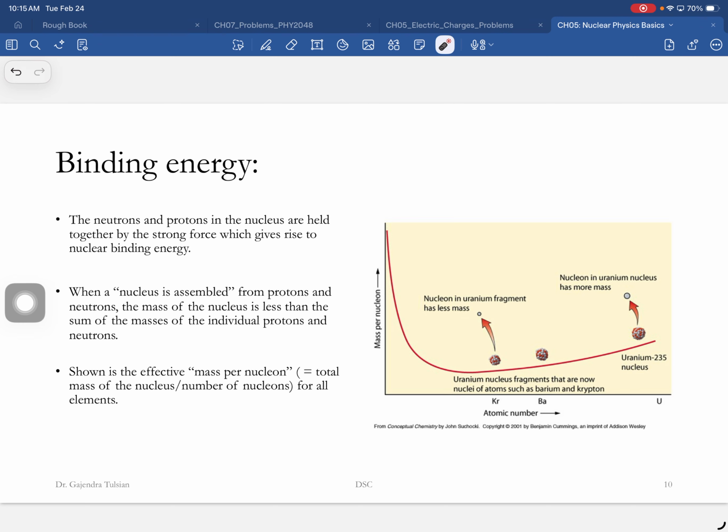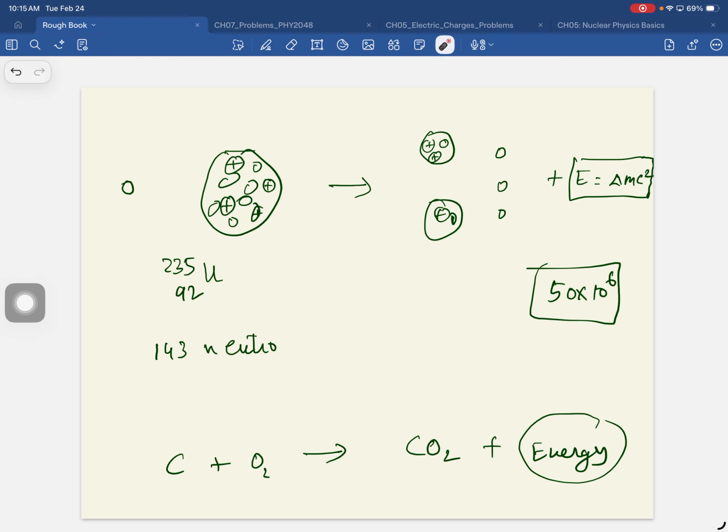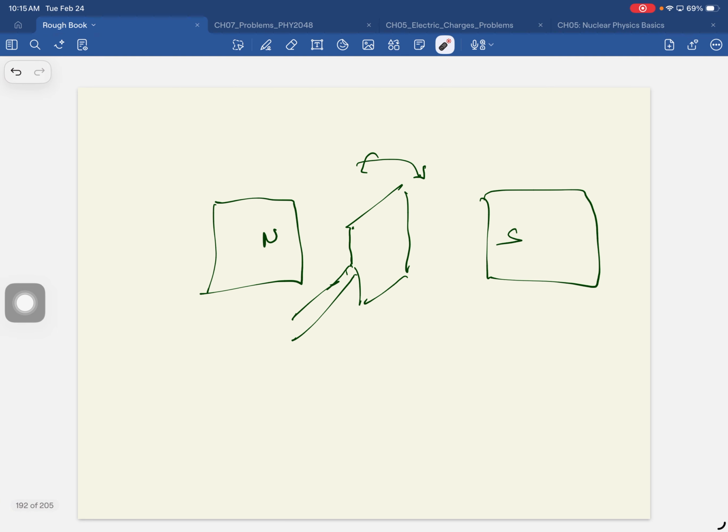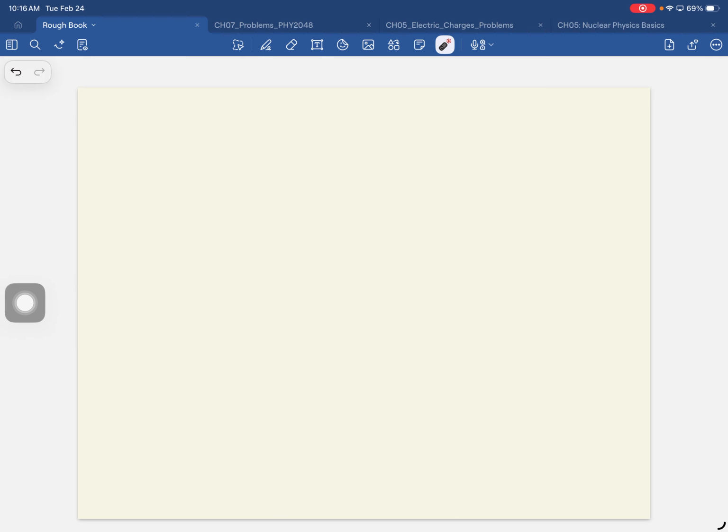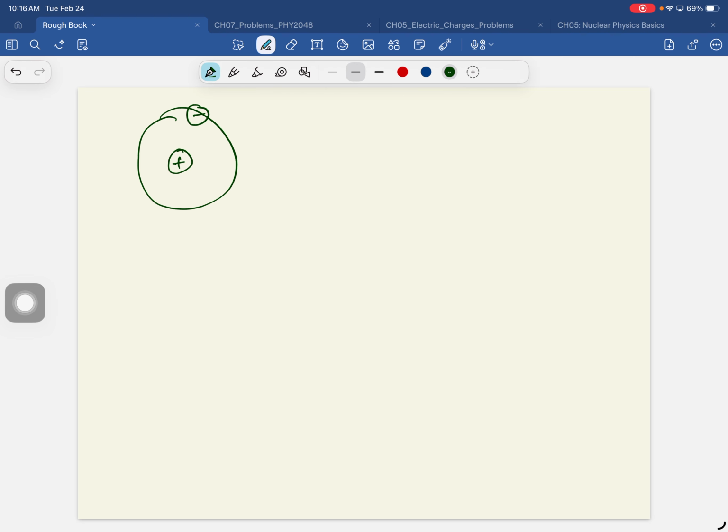All right, so this is the important graph. Let's make sure we understand this. I'll start off with a simple example. What is this fellow? Hydrogen. This is hydrogen.